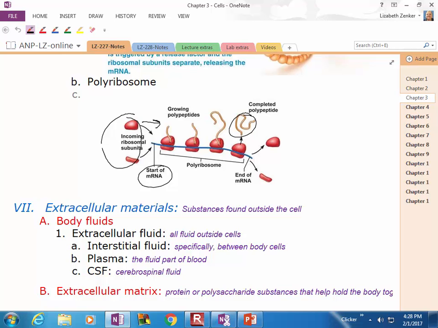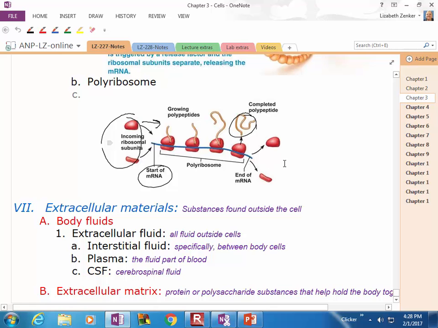Let's see. So translation occurs where? I tricked you. Translation occurs in the cytoplasm. Transcription occurs in the nucleus. Good, good, good. All right.